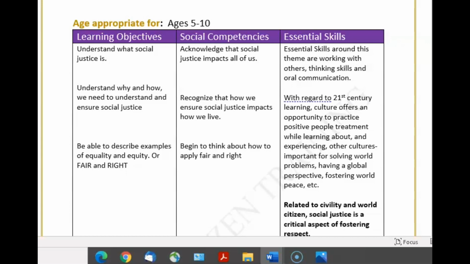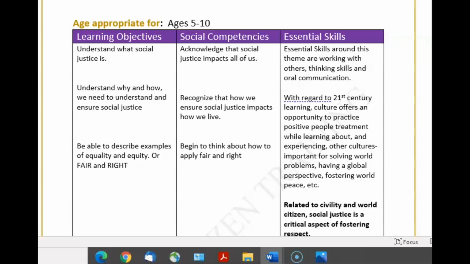So the learning objectives, there are usually 3 with every lesson. In this case, we want people to understand what social justice is. We want children to understand, as appropriate for their level, why and how we need to understand and ensure social justice. And also, we want them to be able to give an example of what is fair and right. And so equality and equity, we relate to that as fair and right for children of this age.